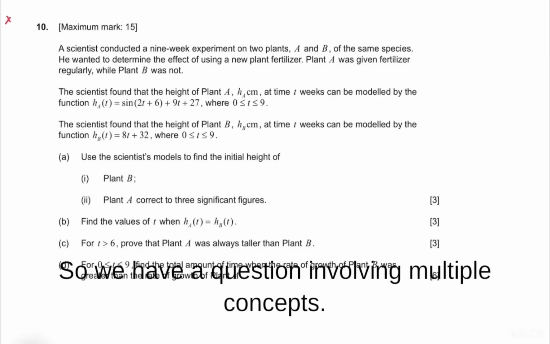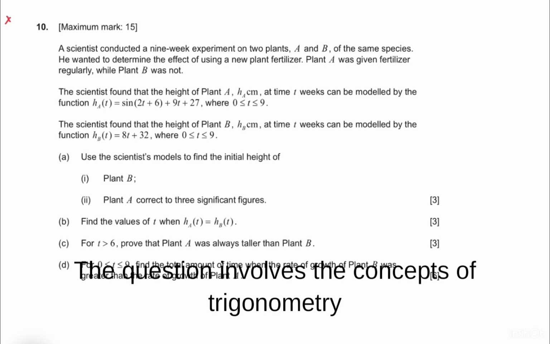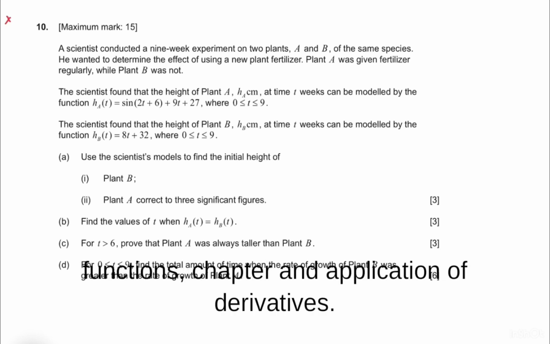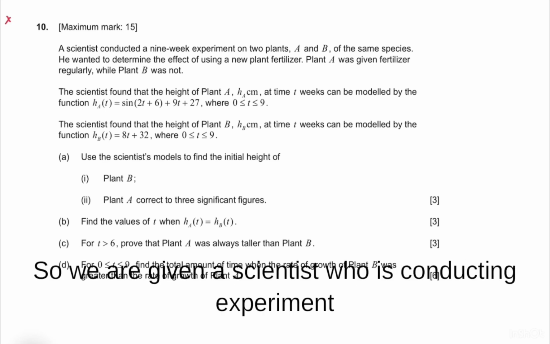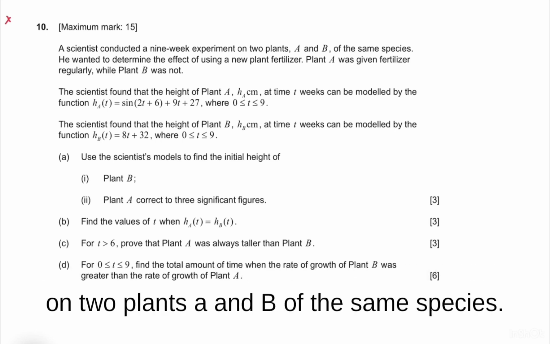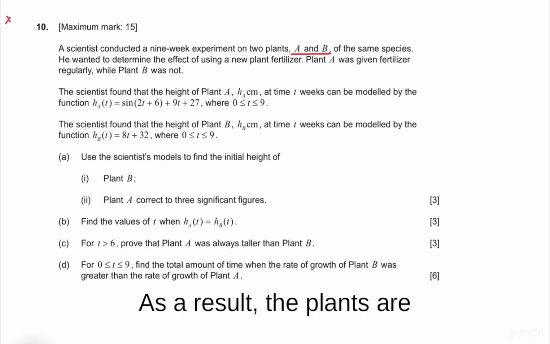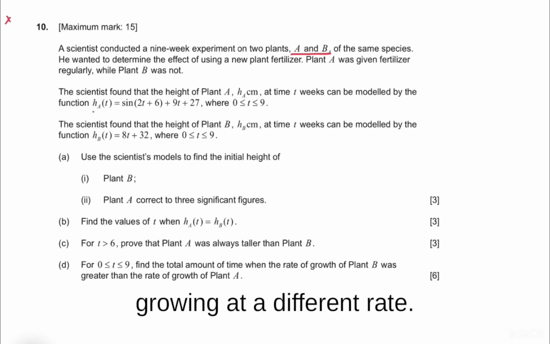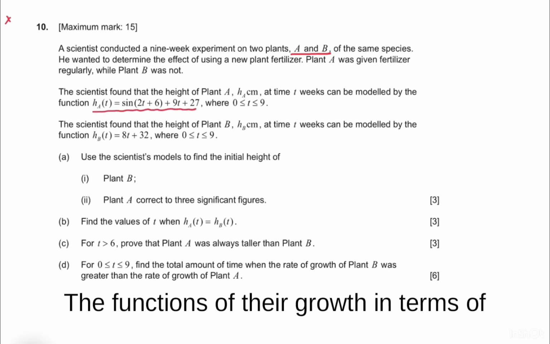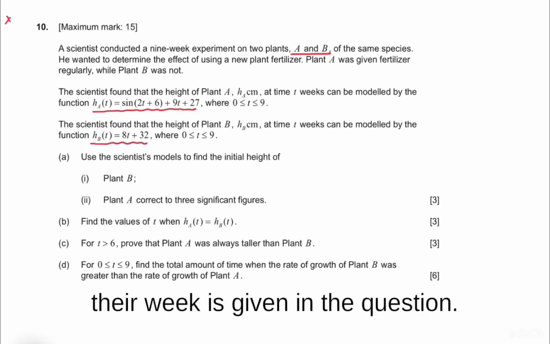Hello friends. So we have a question involving multiple concepts. The question involves the concepts of trigonometry, functions chapter and application of derivatives. So we are given a scientist who is conducting an experiment on two plants A and B of the same species. But he is providing fertilizers to them in a different manner. As a result, the plants are growing at a different rate.